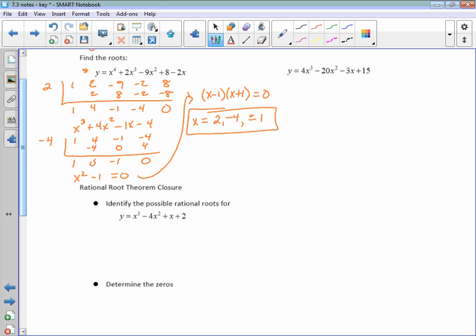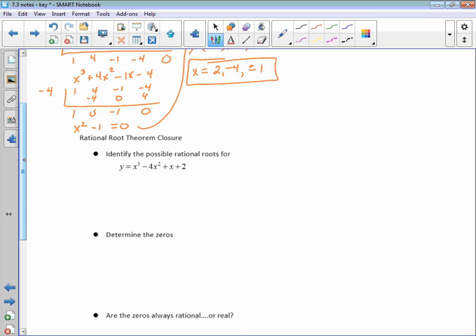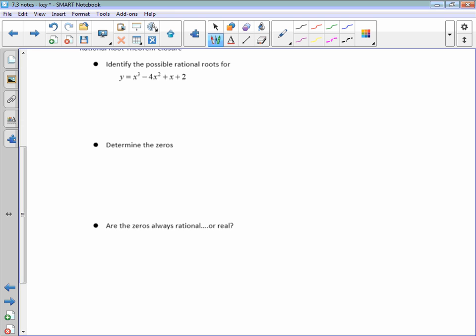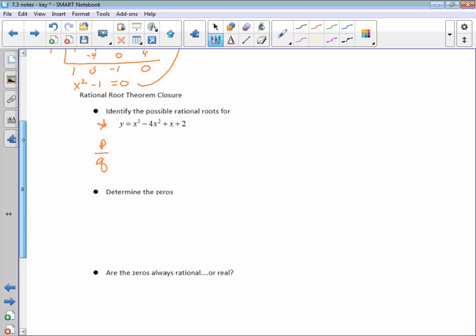How are we doing? Do you need one more? Okay, we're gonna go with yes. Let's do the one that is in this closure part. So you guys try this one right here. So find your P over Q, then find your solutions after that. Leave that up there.